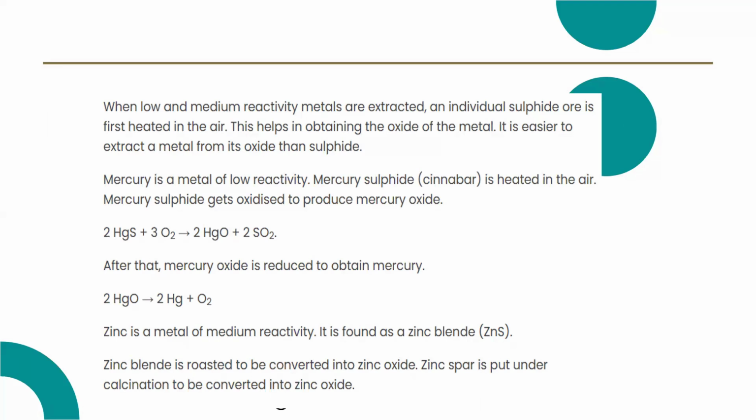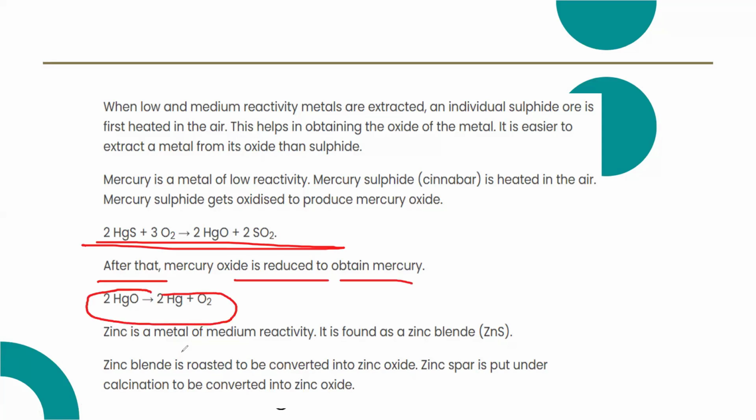Here mercury is a metal of low reactivity. So mercury sulfide is heated in air and the sulfide of mercury reacts with oxygen. After that, mercury oxide is reduced to obtain mercury. So here that is reduced.